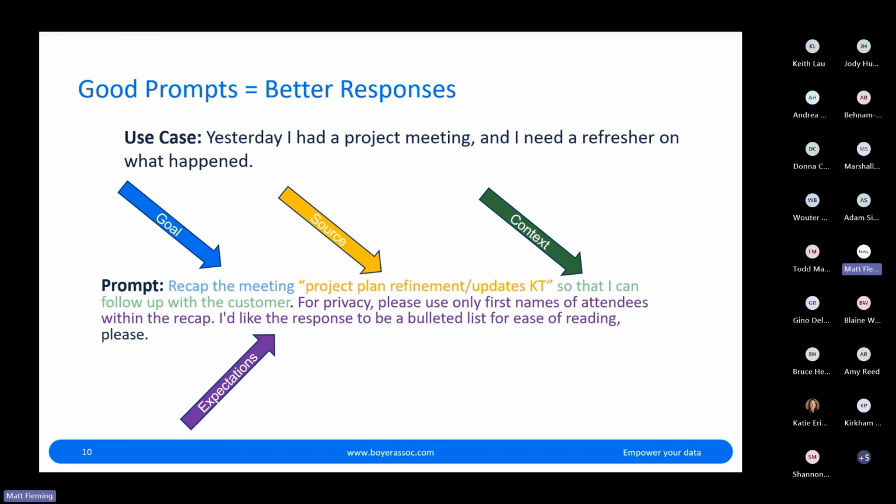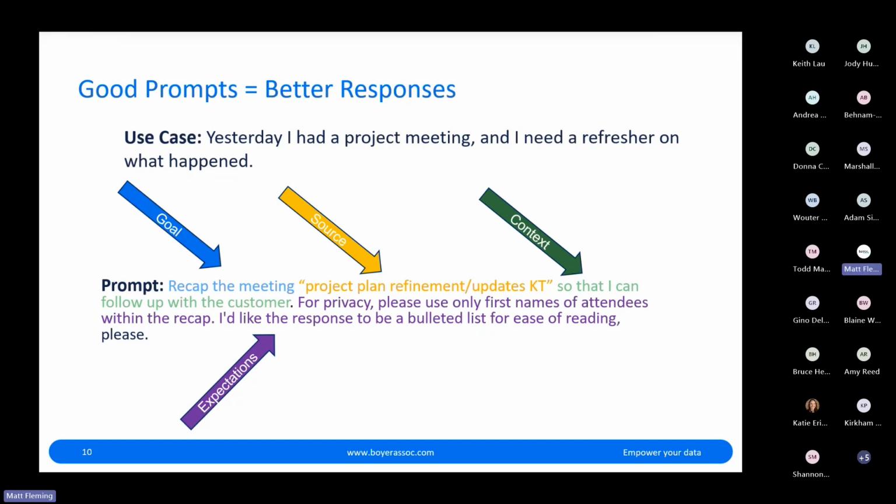Then I give it some context. I say, why do you need that and who's involved with it? So I'm telling it which area to actually go to. Sorry, that should be source there. That helps that grounding piece go ahead and find meetings or emails that might be related to this. From there, I give it context. So I'm telling it why I want this done: so I can follow up with the customer. And then the last thing is I set expectations with the tool. So I say, don't use last names and recap this with bullets.